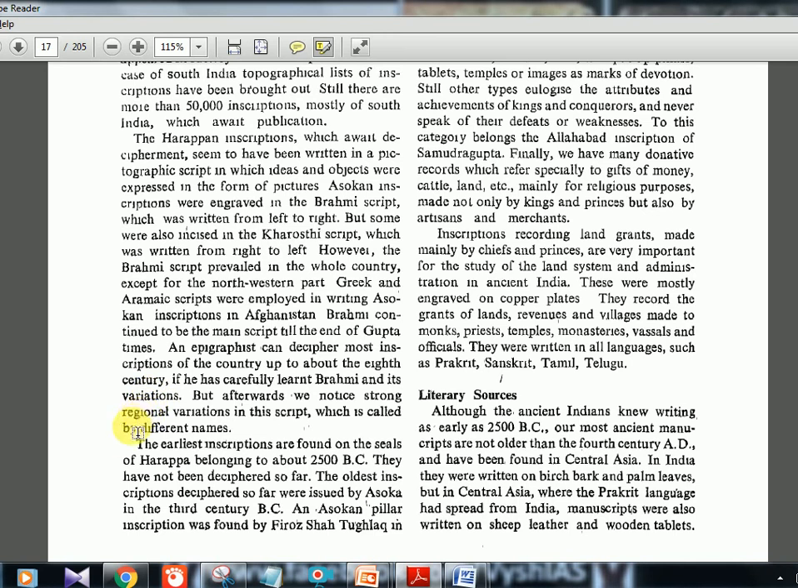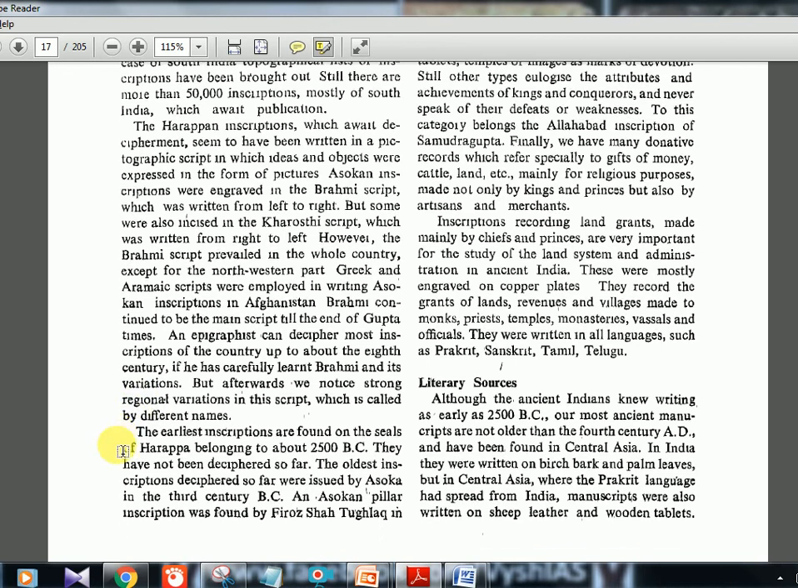But afterwards we notice strong regional variation in the script, which is called by different names. That is when a lot of scripts will come. The earliest inscriptions are found in the seals of Harappa belonging to 2500 BC. They have not been deciphered so far. Like I told you, the oldest inscription deciphered so far is the Ashokan one. Before that we could not decipher. Ashoka's time is the 3rd century BC.